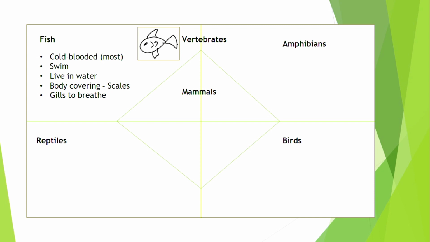So I'm going to say cold-blooded, or just cold blood. I'm going to add the ED. Then I'm going to do another bullet point. They all swim. They live in water. Of course, because how can you swim if you're not in the water? And their body covering, that's another important thing about animal classification is what their body is covered with. They have scales. And then I'm going to put gills because they breathe through gills.